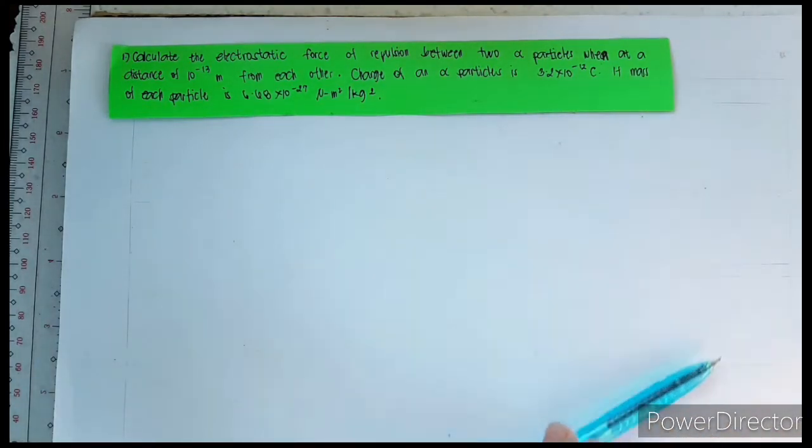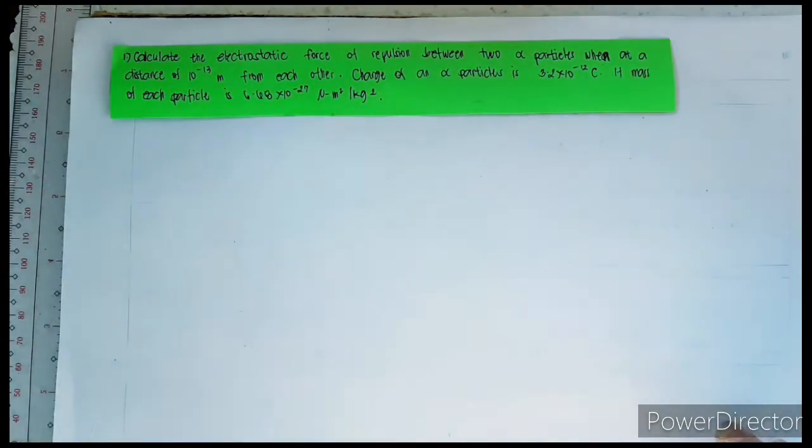So for the first problem, we have here problem number 1. Calculate the electrostatic force or repulsion between two alpha particles when at a distance of 10 raised to negative 13 meter from each other. Charge of an alpha particle is 3.2 times 10 raised to negative 12 coulombs. If mass of each particle is 6.68 times 10 raised to negative 27 Newton meter squared per kilogram squared.